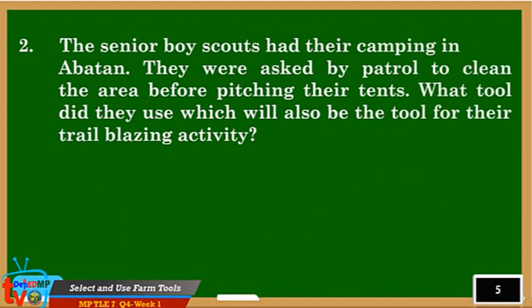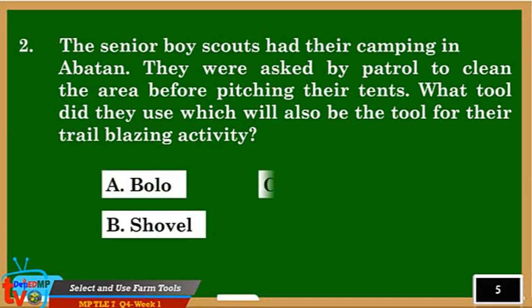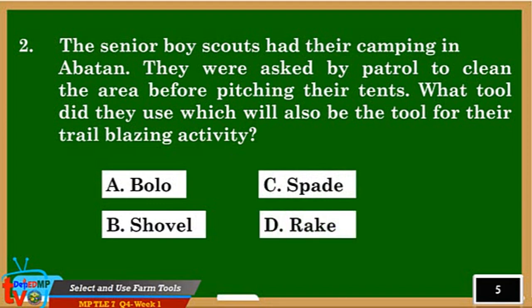Number 2. The senior Boy Scouts had their camping in a batan. They were asked by patrol to clean the area before pitching their tents. What tool did they use which will also be the tool for their trailblazing activity? A. Bolo. B. Shovel. C. Spade. D. Rake.